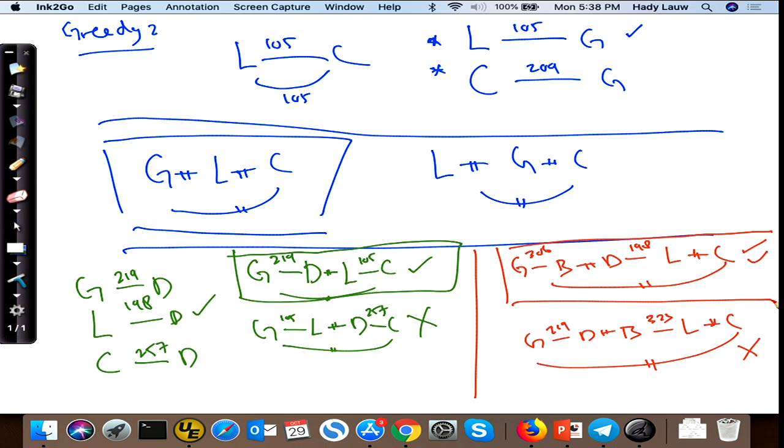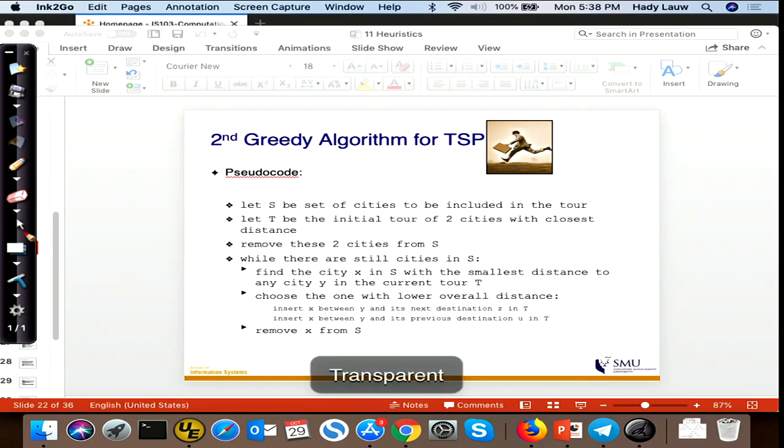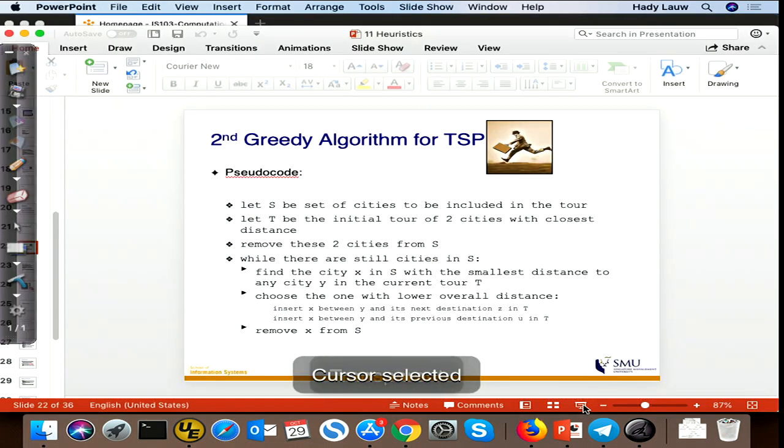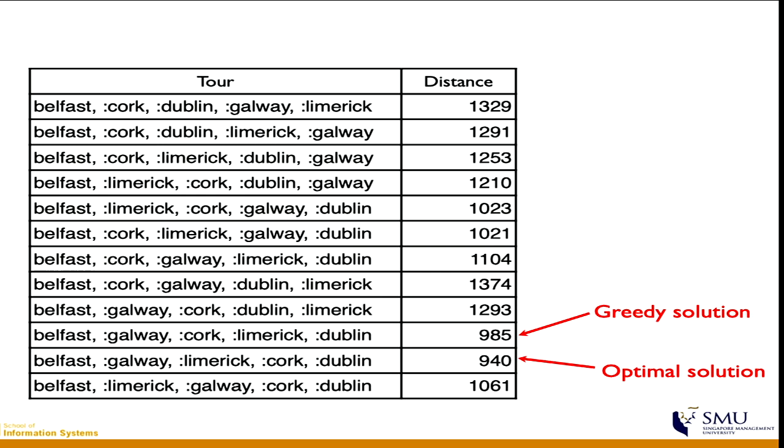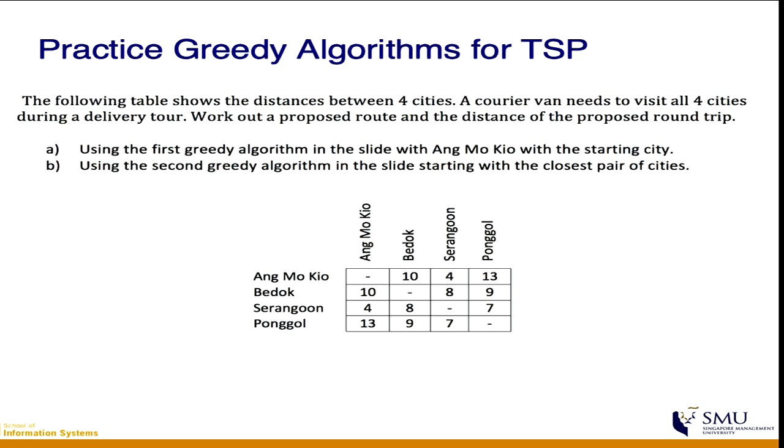My first suggestion is that you try to redo greedy 1 and greedy 2 for exactly the same distance matrix that we had earlier. And once you are done, you can then try out a different example where we are going to use a different matrix here. So try greedy 1, try greedy 2, and then in about 15 minutes time, you're going to discuss together.